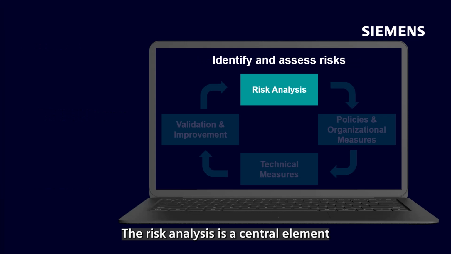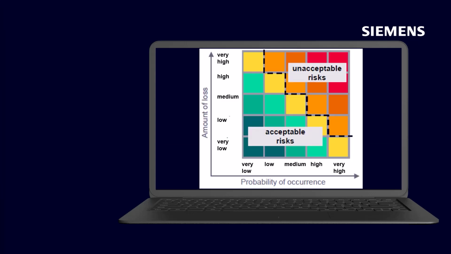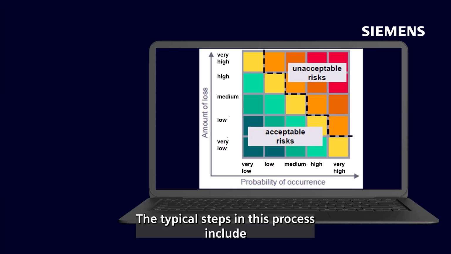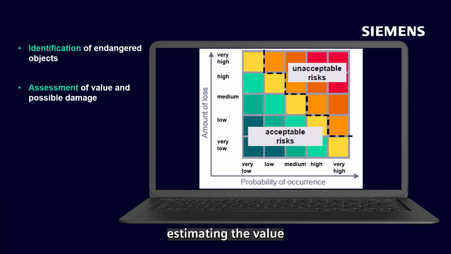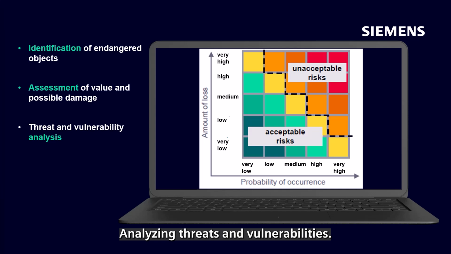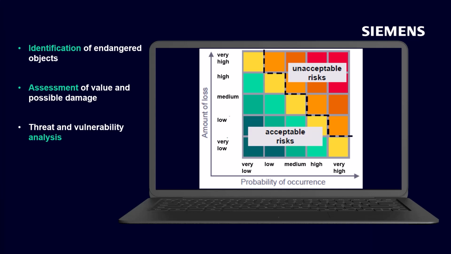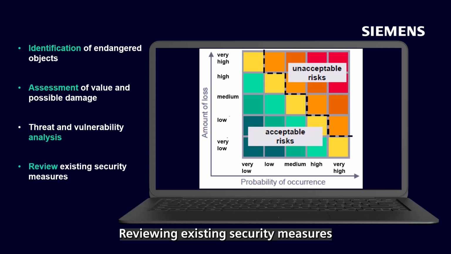The risk analysis is a central element of the security management. It helps to systematically identify and assess the threat and risk associated with a system or a machine. The typical steps in this process include identifying the assets at risk and their protection objective, estimating their value and the potential damage, analyzing threats and vulnerabilities, reviewing existing security measures, and assessing the overall risk.